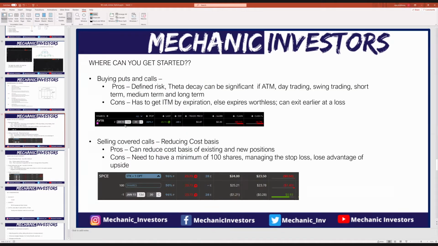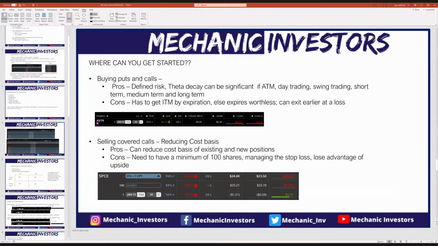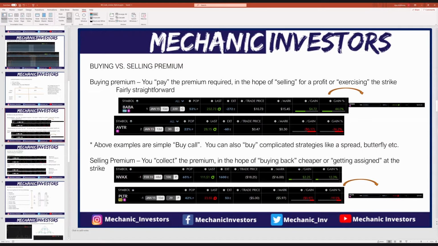So now, buying puts and calls. The advantage of buying puts and calls is it's defined risk. You know how much you are spending, right? So if you go back to the first slide, I know that out of pocket, I'm spending this much. So AVTR, I buy 2 calls. I know out of my pocket, it's defined. I have spent less than $100 here, $94. And I know that's my spending. I'm not risking any more money than that, right?